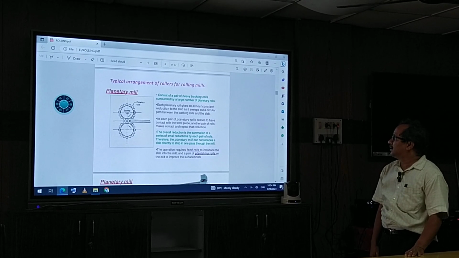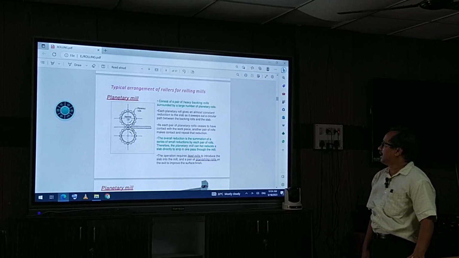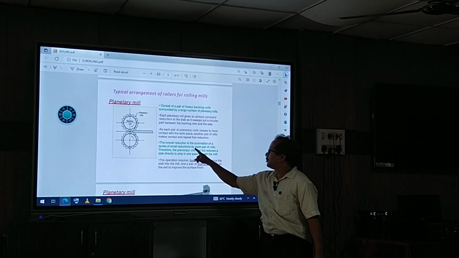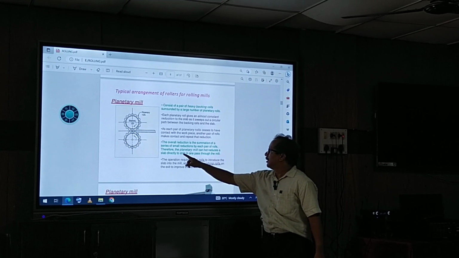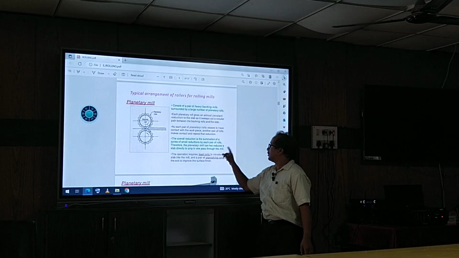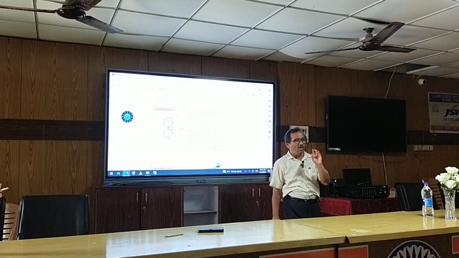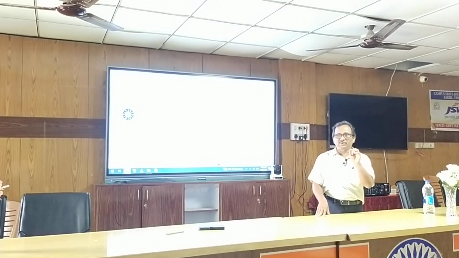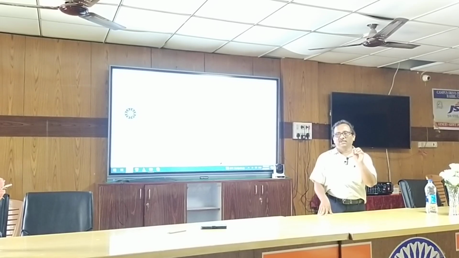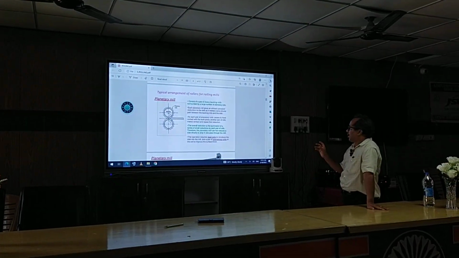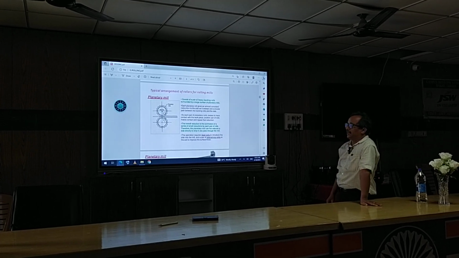The overall reduction is the summation of a series of small reductions by each pair of rolls. Therefore, a planetary mill can hot reduce a slab directly to strip through the mills. All the small rollers, that is planetary rollers, give a small amount of reduction. The total reduction takes place by summation of all planetary rollers.